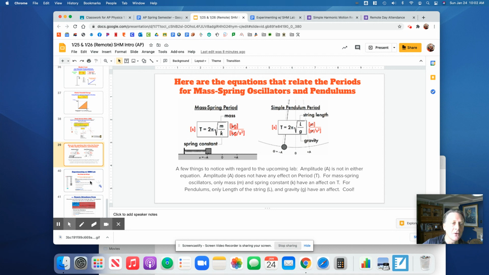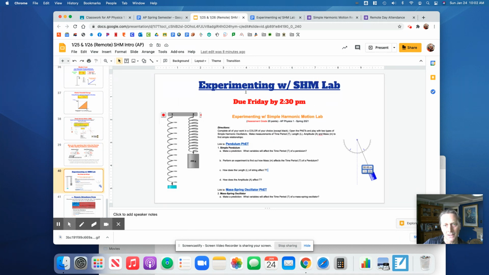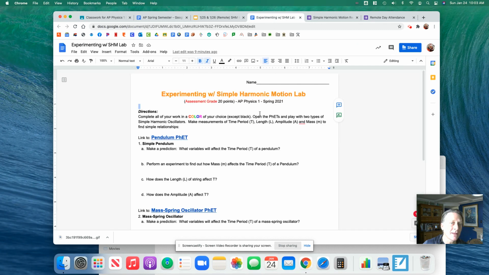Now you're going to go ahead and do this lab here. It's called Experimenting with Simple Harmonic Motion. And it's an assessment lab, and it's kind of a pre-look at these ideas. This lab will be due on Friday. Okay, you'll want to start it today. And the lab itself, you're going to have a copy that's going to be in Google Classroom. So you're going to type directly in here.